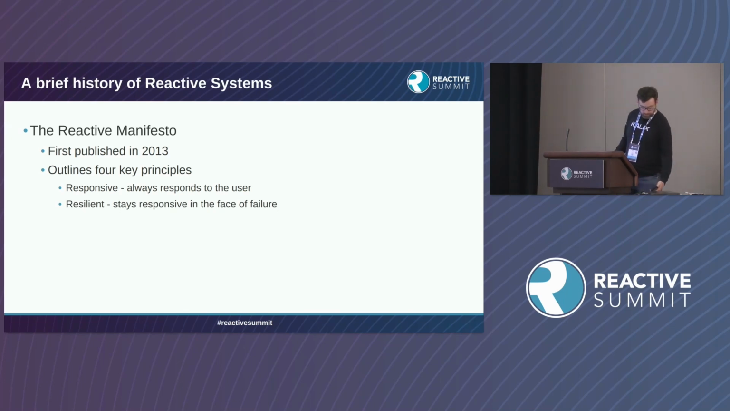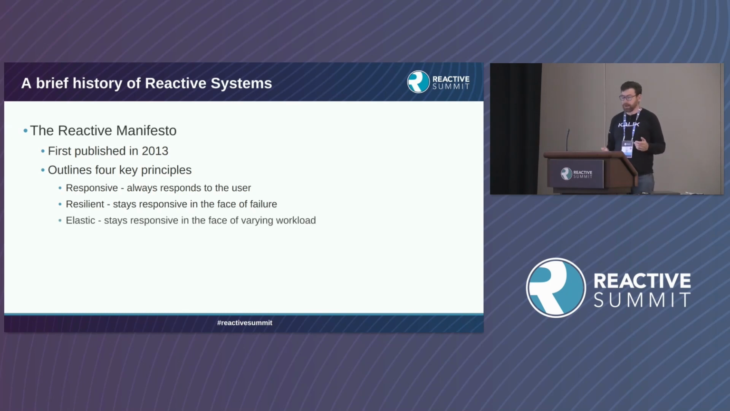Then we're also resilient. This responsiveness is achieved by being resilient in the face of failure, and being elastic, so being able to stay responsive in the face of varying workload, both small and large. And then to achieve those two things, to achieve the decoupling necessary to do that, we need to be message-driven.